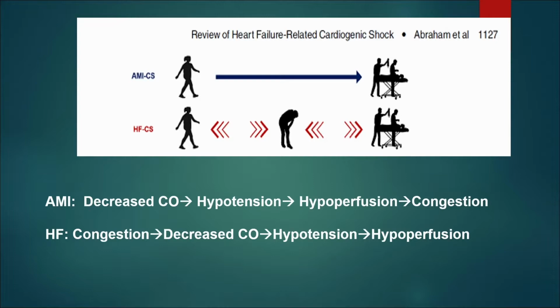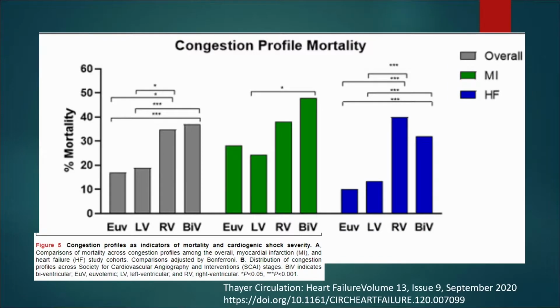Congestion is a separate question. There is a different mortality profile depending on the type of congestion. It can be right ventricular congestion, left ventricular congestion, or biventricular congestion. And what you see here, the first set of gray bars is all comers with cardiogenic shock. And you see that right ventricular or biventricular congestion carries a much higher mortality risk than left ventricular congestion.